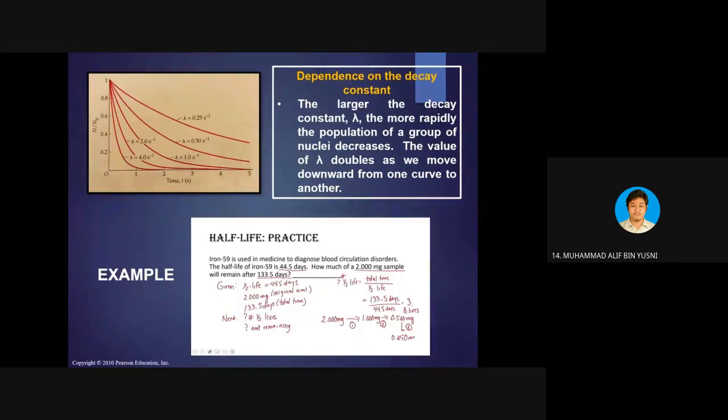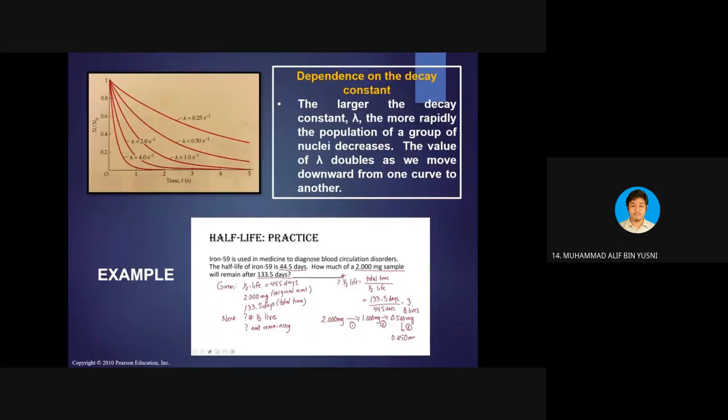Here below you have an example for half-life. Iron-59 is used in medicine to diagnose blood circulation disorders. The half-life of iron-59 is 44.5 days. How much of a 2 mg sample will remain after 133.5 days? So given that, list out all the parameters. Half-life, 44.5 days. 2.00 mg is the original amount, and then 133.5 days is the total time. So you need to find the number of half-lives, then you need to find the amount remaining.